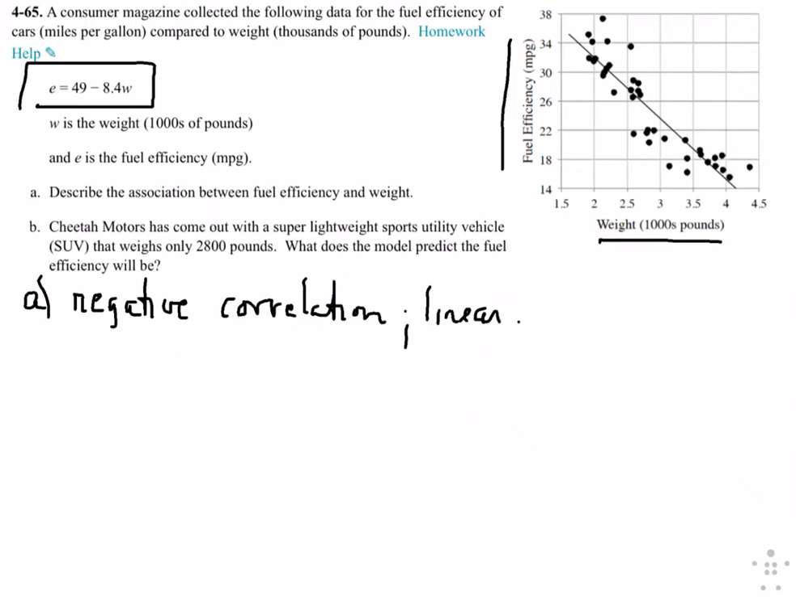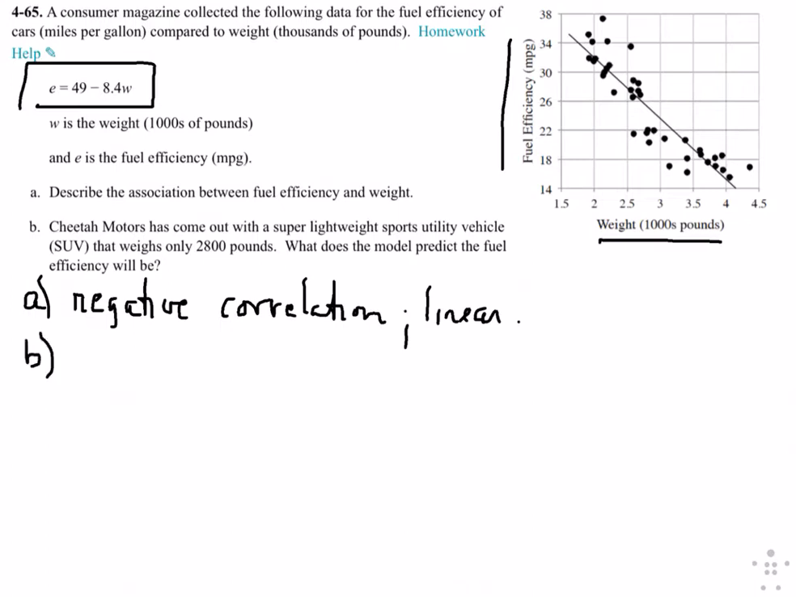The book tends to go further. They'll say there's a few outliers or not too many outliers, or it's relatively strong because the points are packed close to the line. I'm okay if you just state that it's a negative correlation. If you want to state that it's linear, that's fine also.